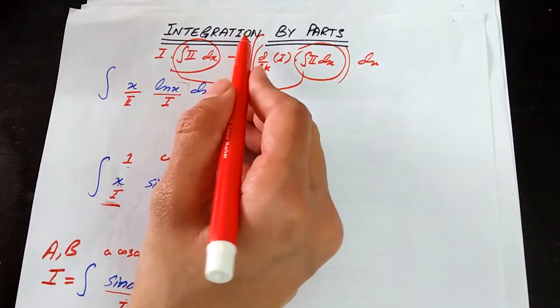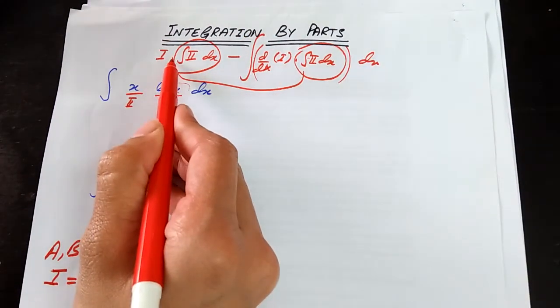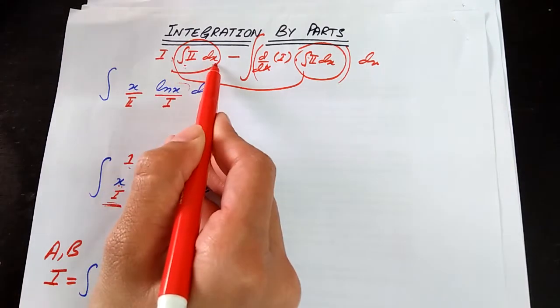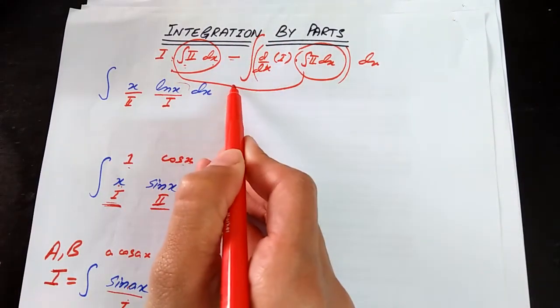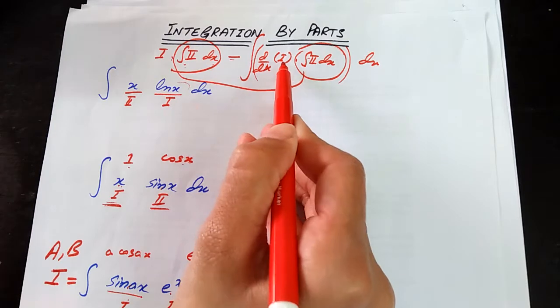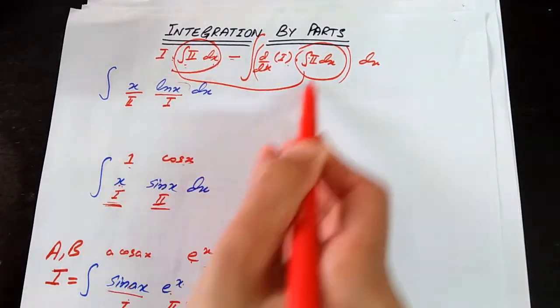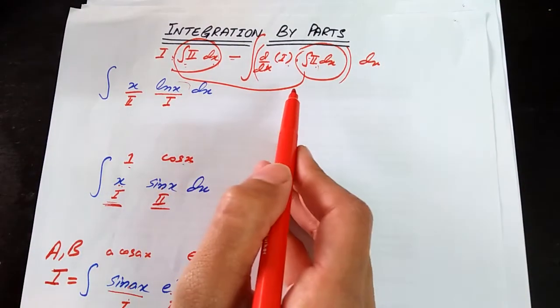So what is the formula of integration by parts? First function into integration of second function, minus the integral sign, derivative of first function and this integration answer as it is here, dx.